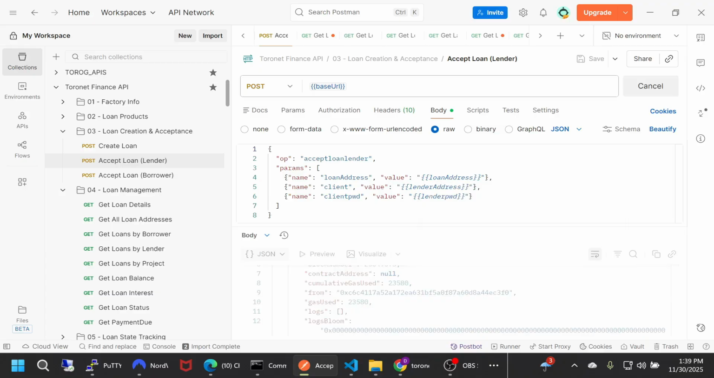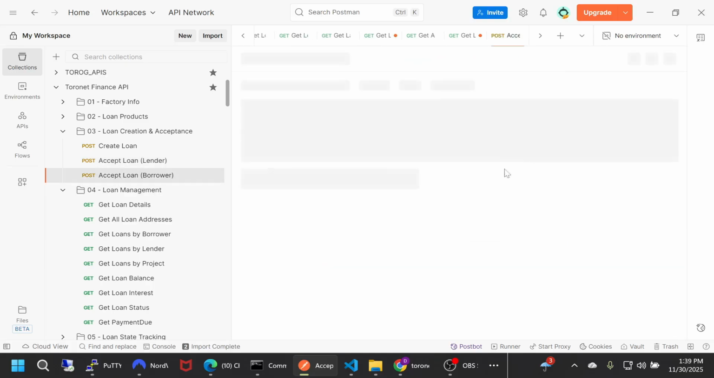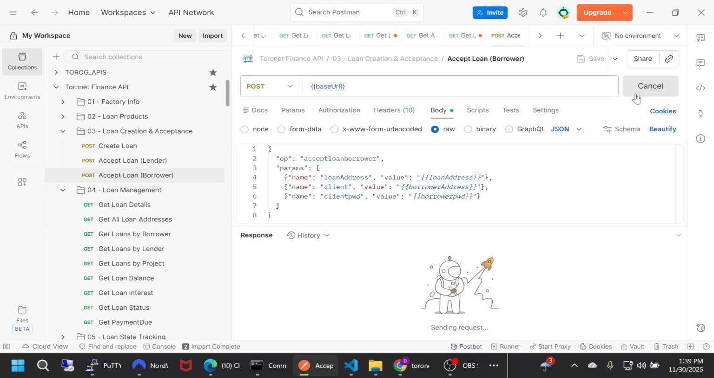Then we'll have them accept that so that the loan can switch. So the lender is accepting the terms of the loan after reviewing it. And so now it's accepted by the lender. And we'll do the same thing for the borrower. The borrower has his own keys, and they will use it to accept the terms of the loan.